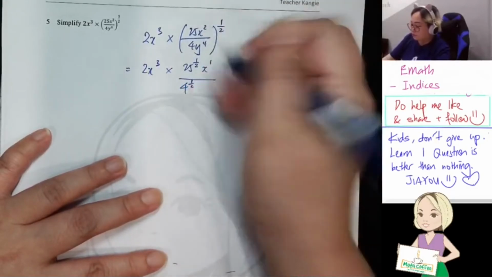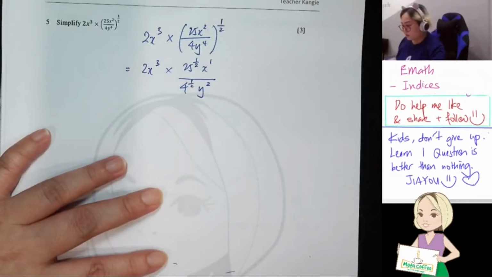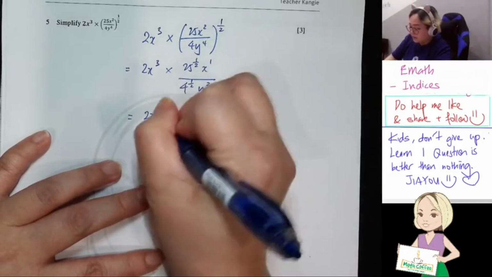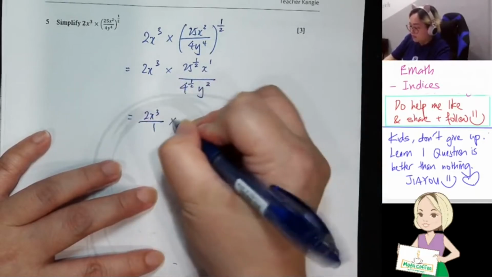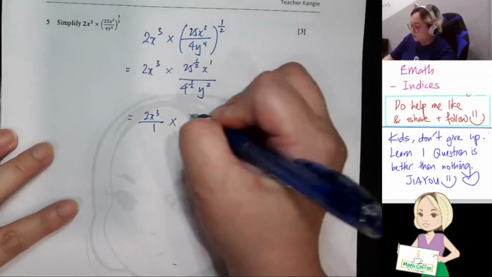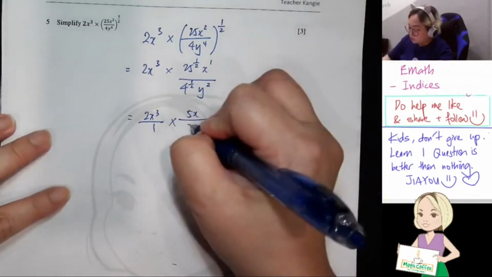4 times half, which is 2, so it becomes y squared. Okay? So 2x cubed will still remain the same. Now I'm going to just put over 1. Okay, by now you should know to the power of half is square root. So square root 25 is 5. So this is 5x. Square root 4 is 2, so it's 2y squared.